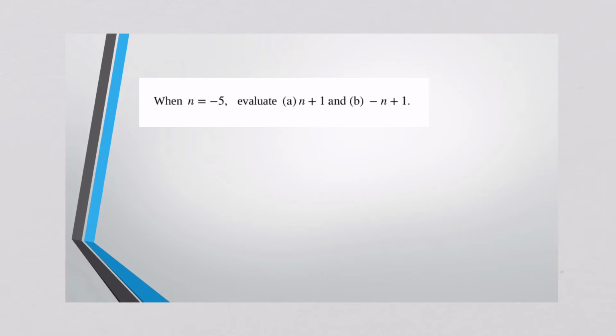All right, for this problem, I'm going to let n equal -5, and I'm going to put it in two different places. On part A, I'm going to put it right there. So I've got -5 plus 1, and what is -5 plus 1? That is -4. And for this one, I've got the opposite of n, but remember, I've already got a negative right there. So what is the opposite of -5? It's +5. So this answer is 6.